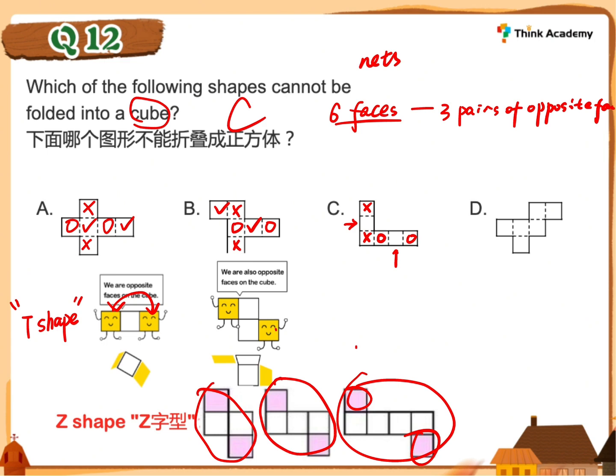Okay, you can also take some time to test D, to check D. So this one, T shape, yes. And then Z shape, yes. And then Z shape, yes. So D is correct. C is wrong.